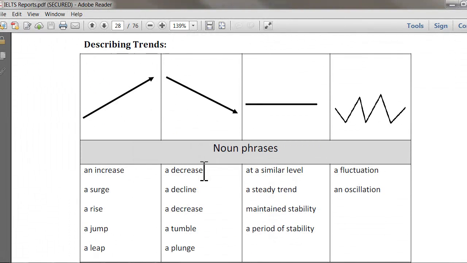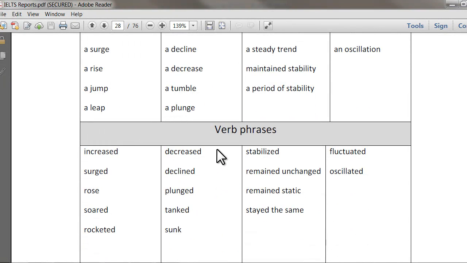So just some ideas about how to improve the language. You need to be able to describe trends. You need different ways so that you're not too repetitive. If you just keep talking about an increase, a decrease, if you keep repeating words, you're not going to get a high score for lexical resource or vocabulary. So we need language to describe things that are increasing, decreasing, staying the same, or fluctuating. There's a good alternative, oscillation, and these are all noun phrases. We also want to have some verb phrases, the same thing.